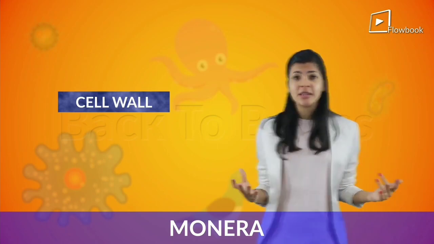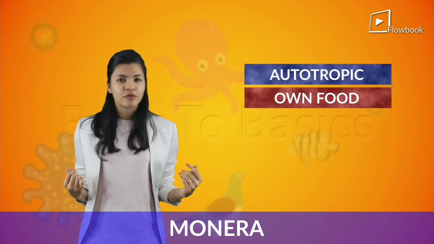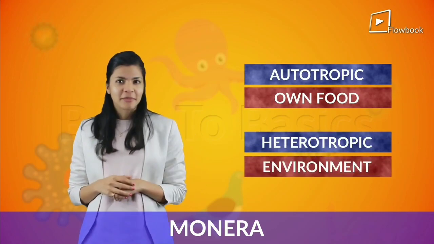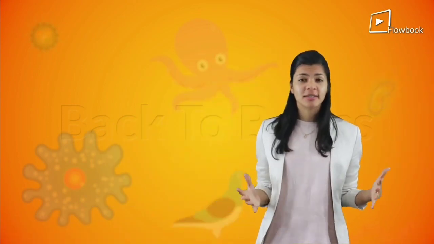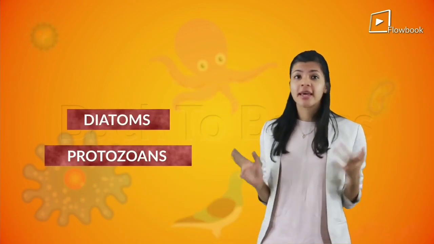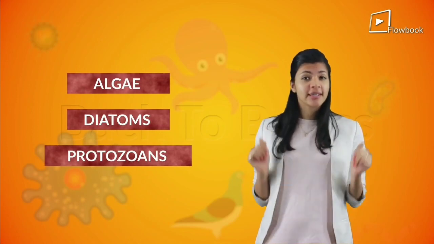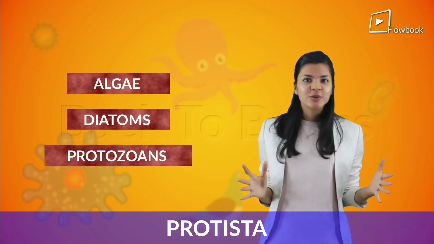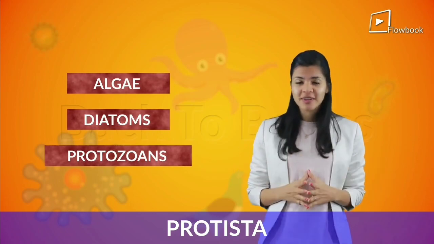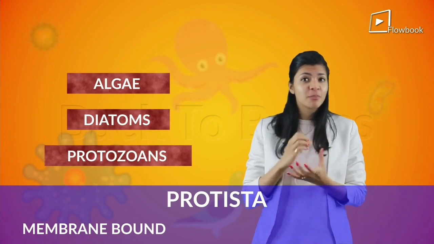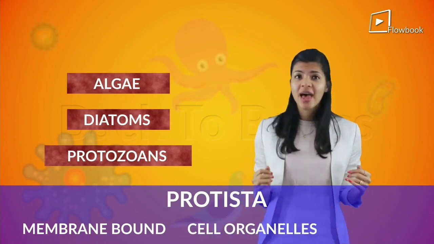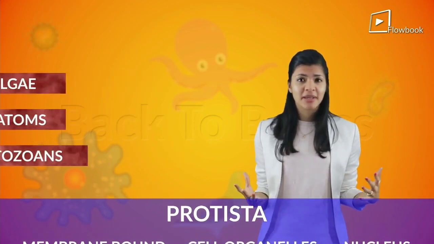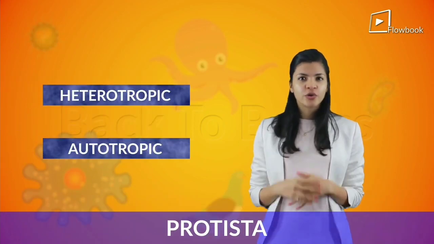Also, they could either be autotrophic, that is make their own food, or be heterotrophic, that is obtain their food from the environment. Organisms such as protozoans, diatoms, and algae all come under the kingdom of Protista. These are all eukaryotic unicellular organisms, which means that they do have membrane-bound cell organelles as well as a well-defined nucleus. These organisms can be heterotrophic or autotrophic.